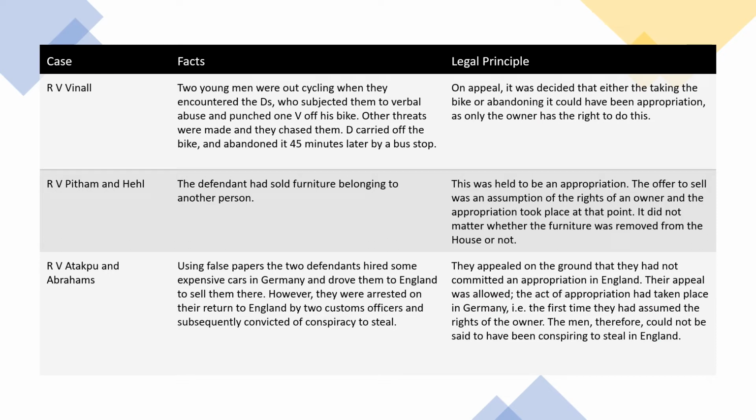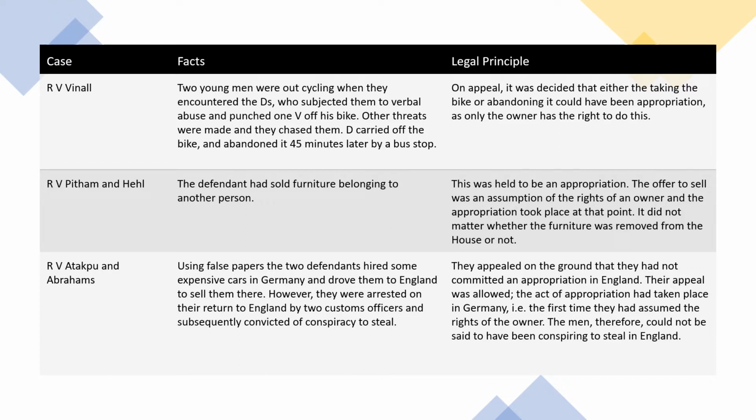A couple of other cases to look at were Vinal, Pitham and Hehl, and Atakpu and Abrahams. In Vinal, this concerned a bicycle. Two young men were out cycling when they encountered the defendants, who subjected them to verbal abuse and punched one of the victims off his bike. Other threats were made and they chased them, and the defendant carried off the bike and abandoned it 45 minutes later by a bus stop. On appeal, it was decided that either the taking of the bike or the abandoning of the bike could be an appropriation, because only the owner has the right to do both of these things.